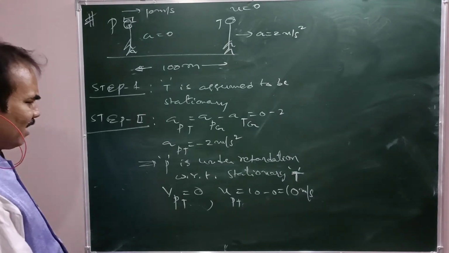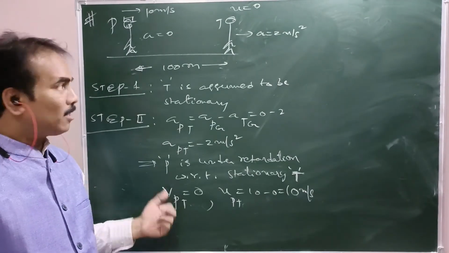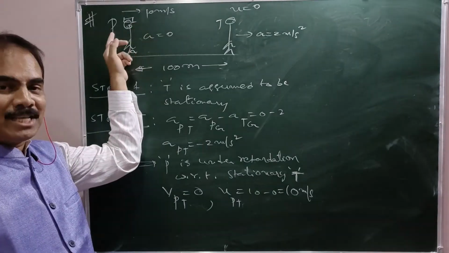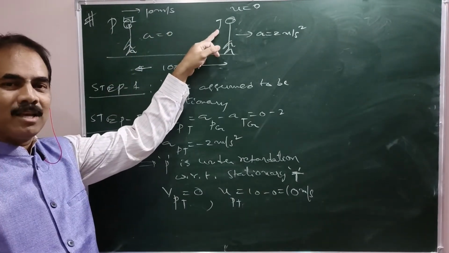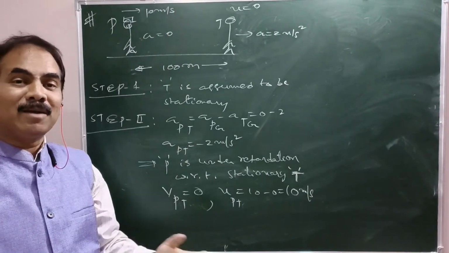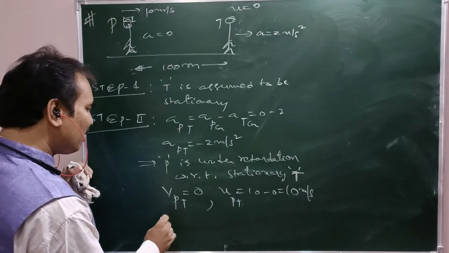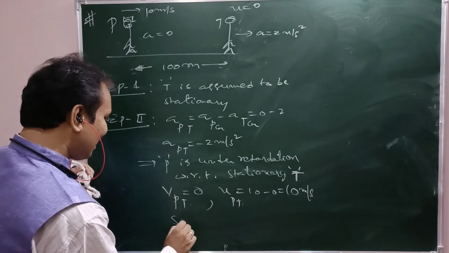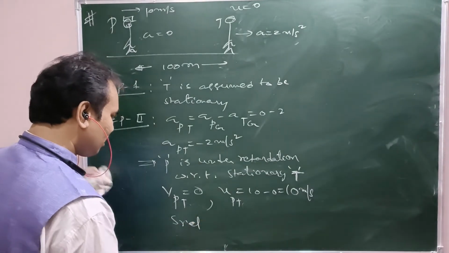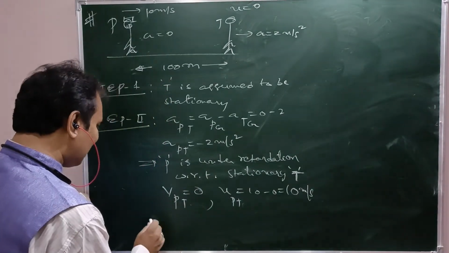Now in that case, before the relative velocity of the policeman with respect to the thief vanishes, he must cover some distance. That's the relative distance covered by the policeman with respect to the thief. So S relative here is a question mark.